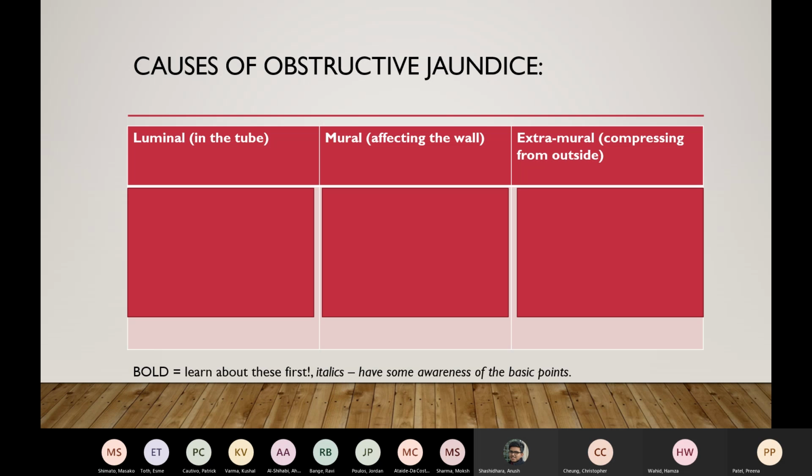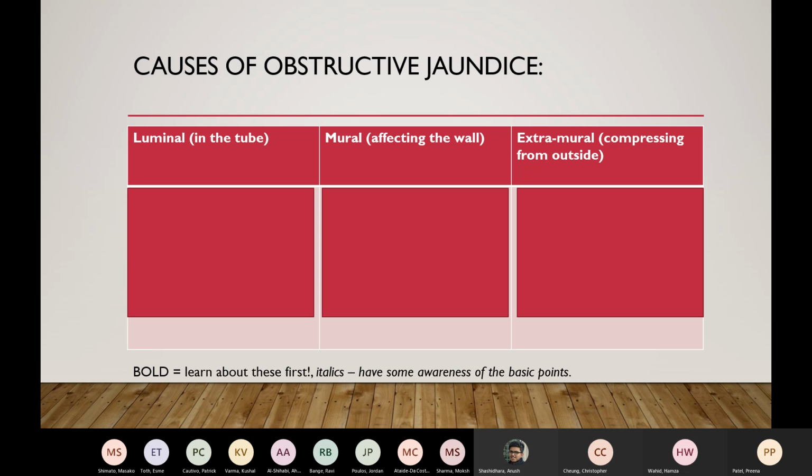You can also get ascending cholangitis. Does anyone know what ascending cholangitis is? So I'll try and break it down. What does itis mean at the end of a word? Infection, yeah. Infection or inflammation, exactly. So ascending cholangitis is when you have an infection above the gallstone and it starts tracking up, and you get worried because you don't want it to get to the liver or the gallbladder.